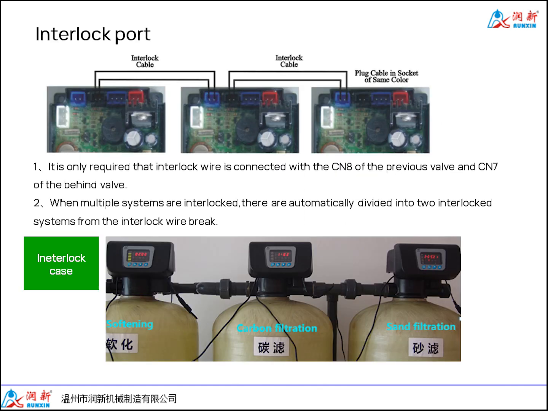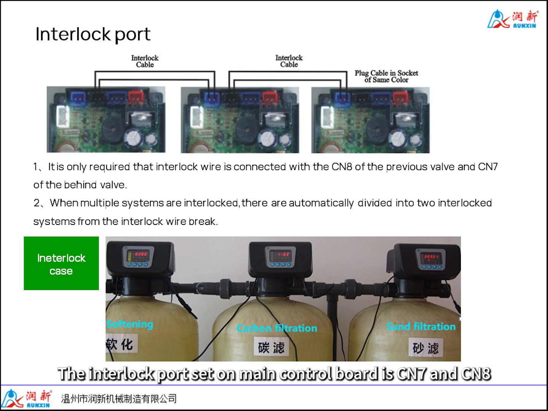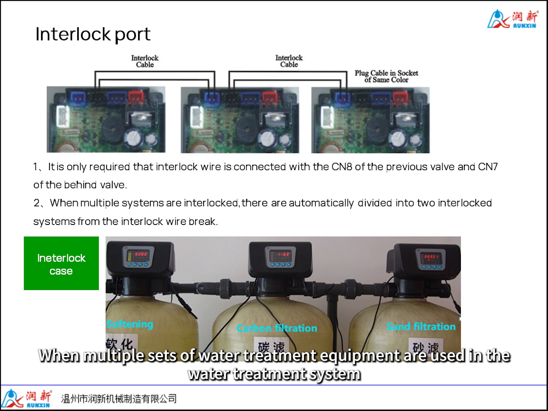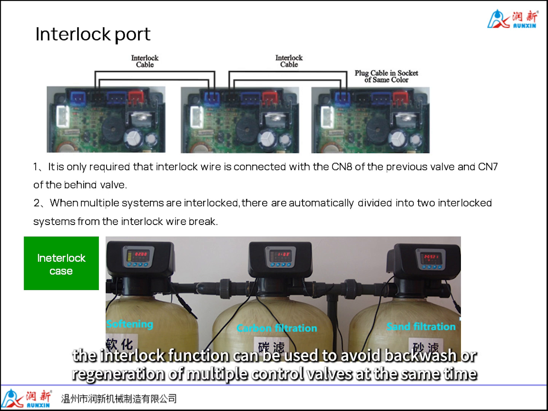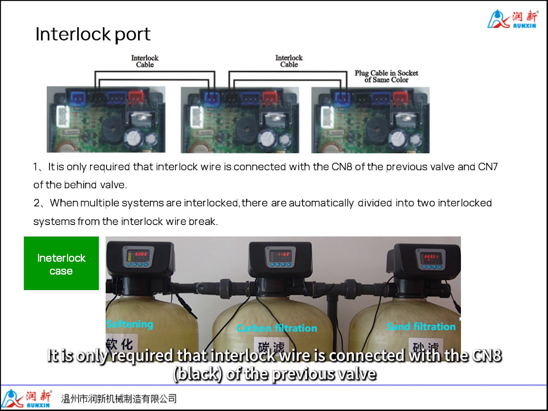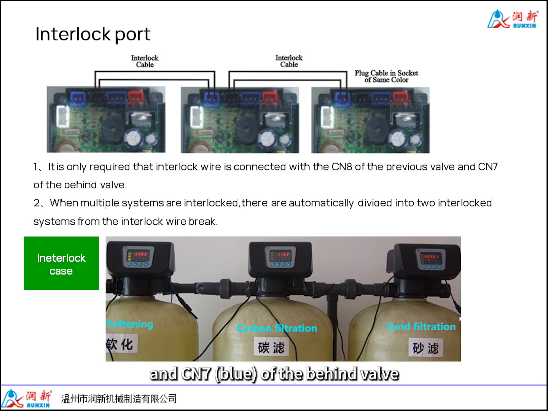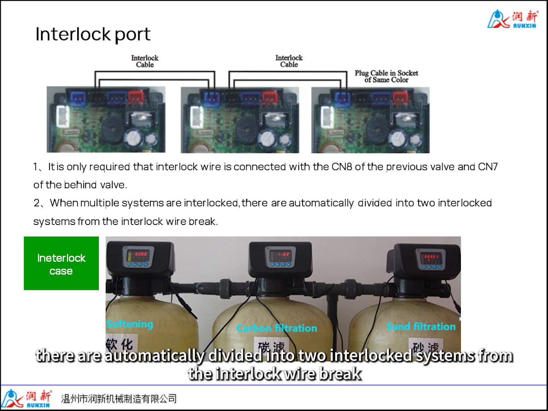Interlock port. The interlock port set on main control board is CN7 and CN8. When multiple sets of water treatment equipment are used in the water treatment system, the interlock function can be used to avoid backwash or regeneration of multiple control valves at the same time. It is only required that the interlock wire is connected with the CN8 of the previous valve and CN7 of the next valve. When multiple systems are interlocked, they are automatically divided into two interlocked systems from the interlock wire break.